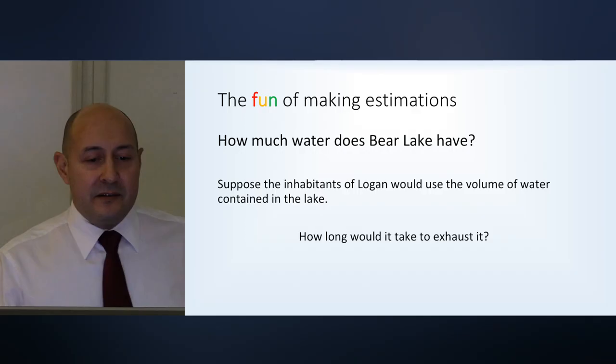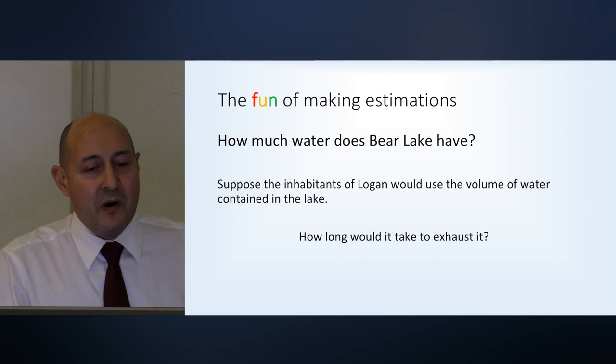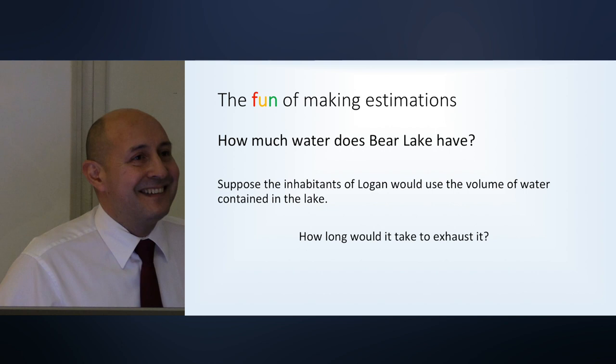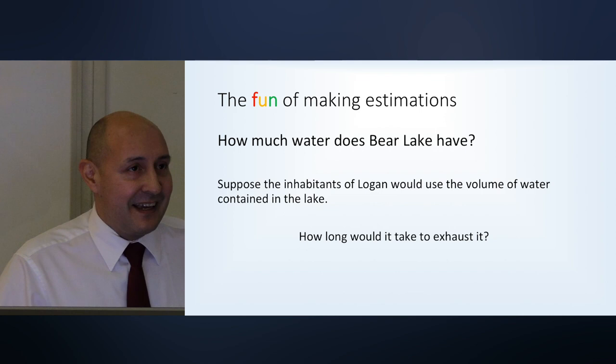Suppose the inhabitants of Logan will use the volume of water contained in the lake. So we change the question. How long would it take to exhaust it, right? Of course, we assume that there are no other sinks or sources to the lake, just that amount of water. So when you have this kind of problem, of course, you need some preliminary information, right?